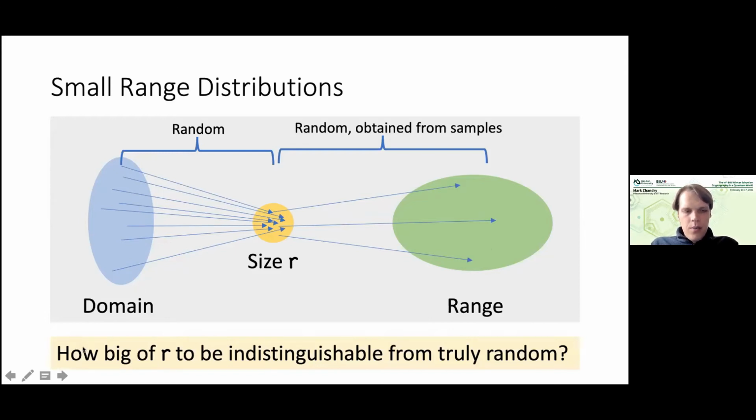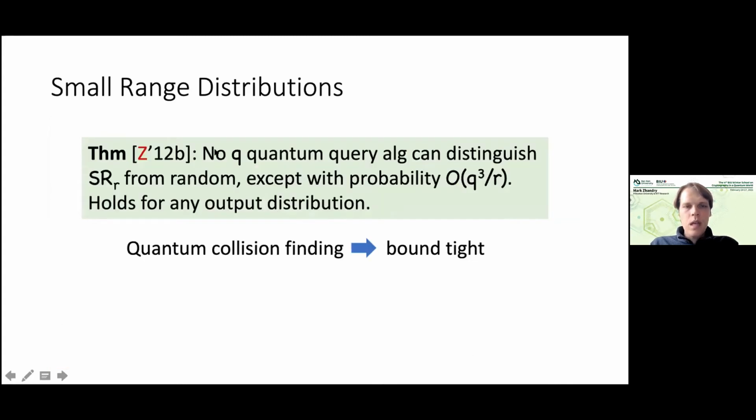And now the question becomes, how big of an R do we need to be truly indistinguishable from random? Here's the theorem that can be proven. We won't prove it completely, but we'll see the ideas. If you have an adversary that makes only Q queries to a function sampled from the small range distribution, a Q-query adversary cannot distinguish it from random, except with advantage or probability Q cubed over R. So Q is the number of queries, R is the size of this middle index set, and the distinguishing probability is Q cubed over R.